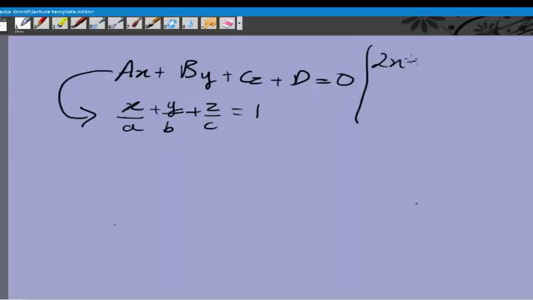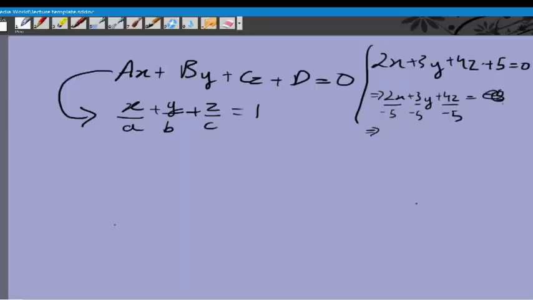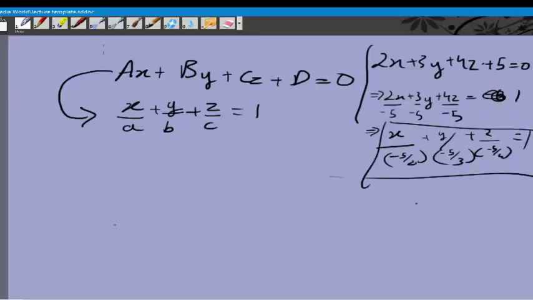Let's say you have 2x plus 3y plus 4z plus 5 is equal to 0. That gives me 2x plus 3y plus 4z is equal to minus 5. So we need minus 1, so divided by minus 5, divided by minus 5, divided by minus 5 is equal to 1. And from that I get x by minus 5 by 2 plus y by minus 5 by 3 plus z by minus 5 by 4 is equal to 1. So you get the point. An equation like this can eventually be written like this.